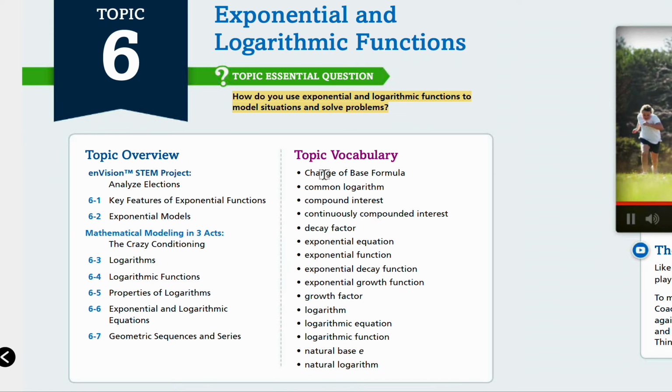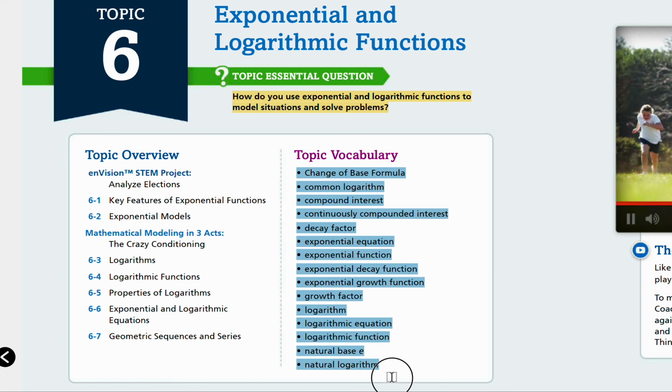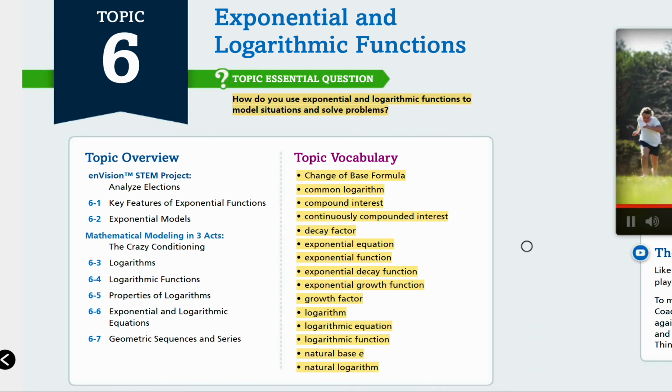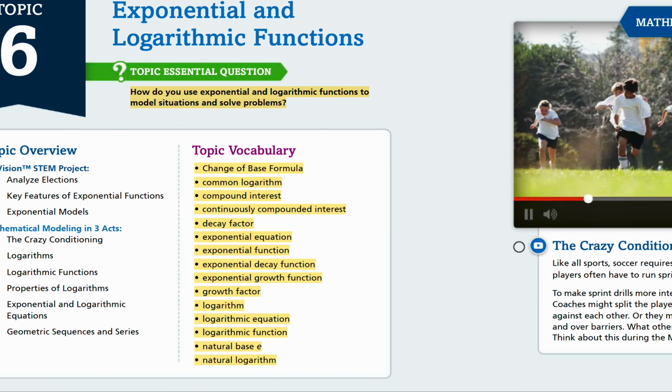We do have a lot of topic vocabulary, mainly related to exponential and log functions. So this will be a good review for exponential properties and functions, as well as learning log functions and log equations to be more effective in solving problems related to exponential functions.